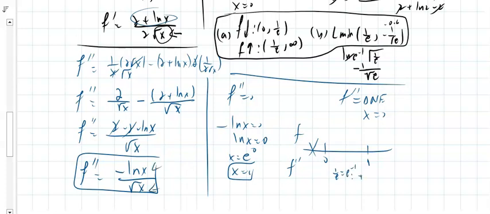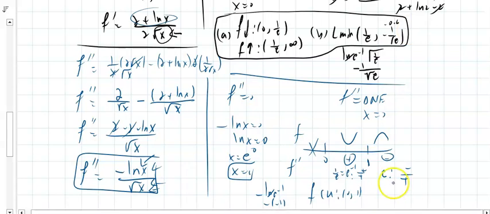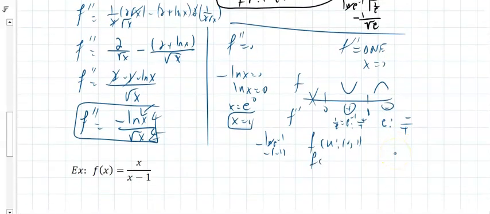And if I put that in there, negative natural log of e to the negative 1 is minus a negative 1, that's a positive 1. And if I pick a point to the right of that, say e, the denominator is positive, and if I put e in there, they cancel out, I'm left with a negative 1. So f is concaving up from 0 to 1, and f is concaving down from 1 to infinity.